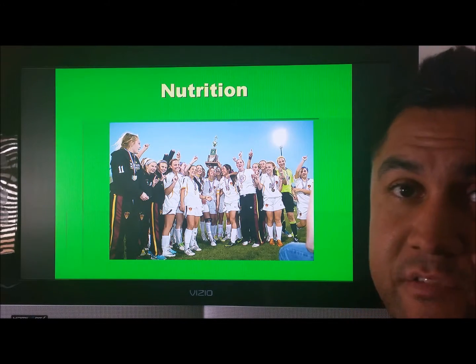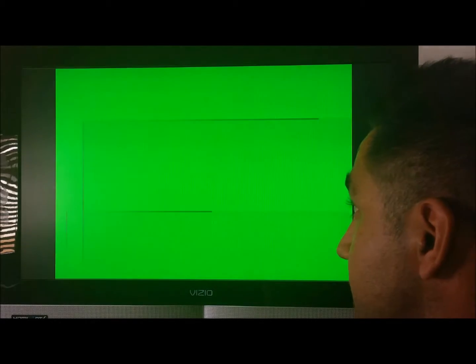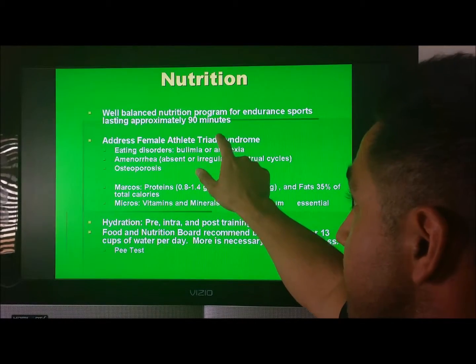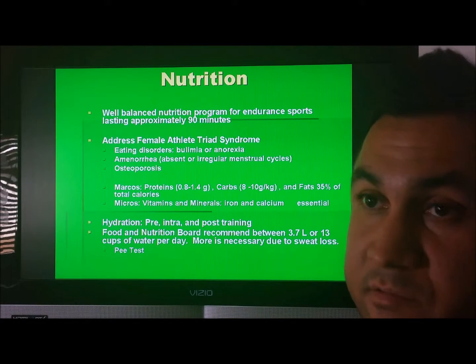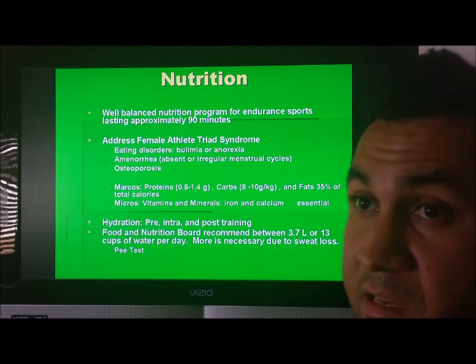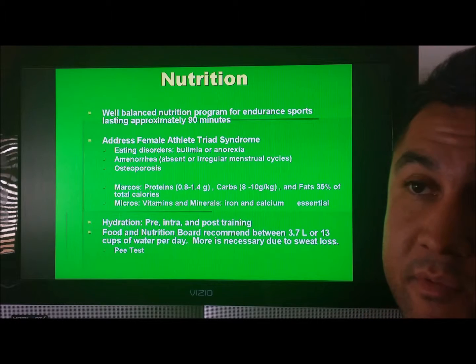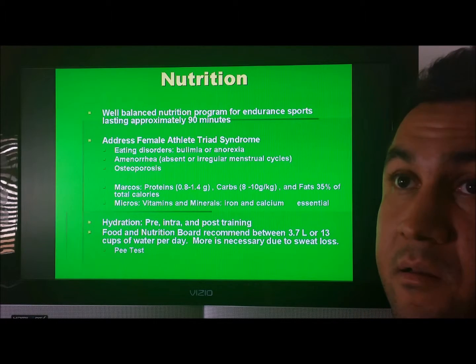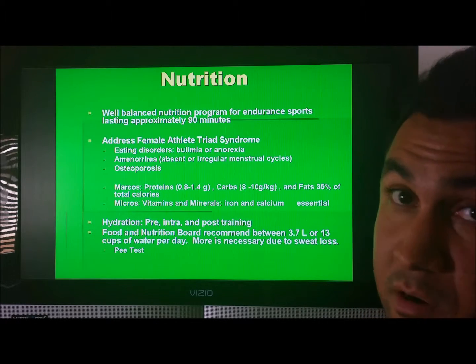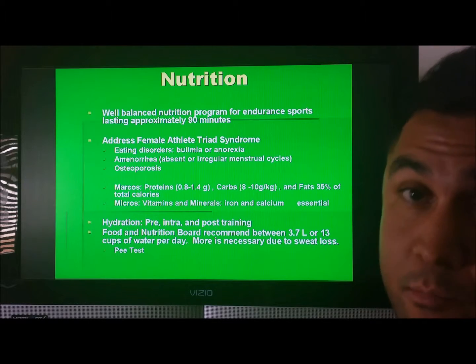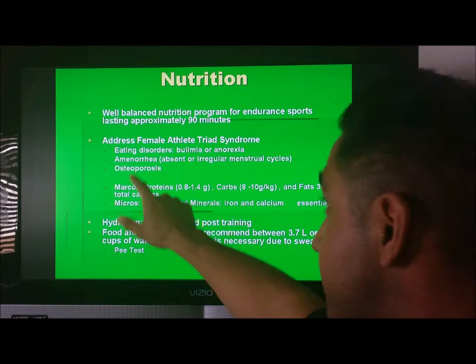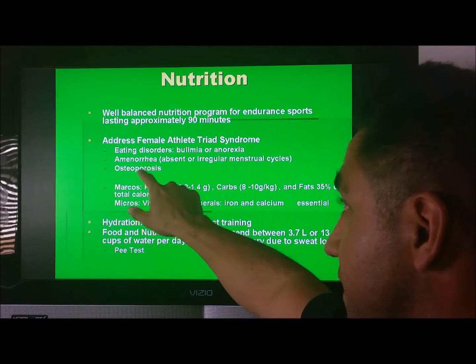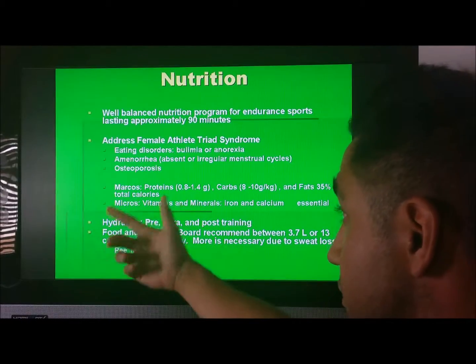So we're going to go into the nutrition phase of this now. It's a very key component. We want to make sure that athletes understand what proteins, carbs, and fats do for their body, that they need to eat. You're going to come across a lot of female athletes, unfortunately, who don't eat enough, and they feel that less is more for them. So we want to address the female athlete triad, eating disorders if there's anything there, amenorrhea, osteoporosis.